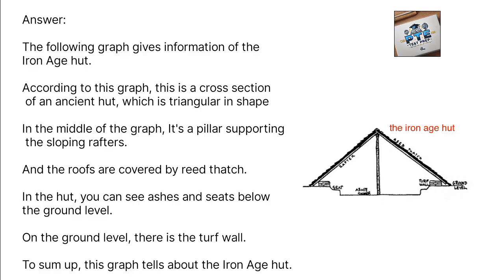thatch. In the hut, you can see ashes and seats below the ground level. On the ground level, there is the turf wall. To sum up, this graph tells about the Iron Age hut.